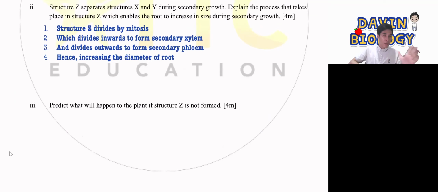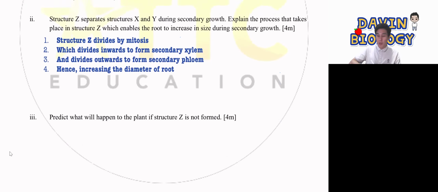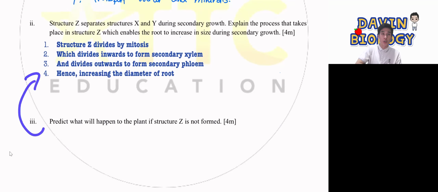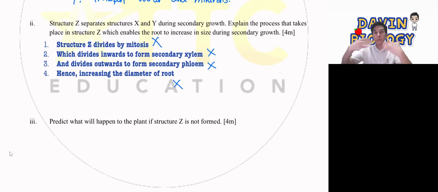Toilet break. Now, basically, predict what will happen to the plant if structure Z is not formed. So basically, what you write here is the opposite of this. If no Z, no mitosis, it does not divide by mitosis, so it doesn't form secondary xylem, doesn't form secondary phloem, therefore the diameter does not increase. No growth, no secondary growth. Just write the opposite.